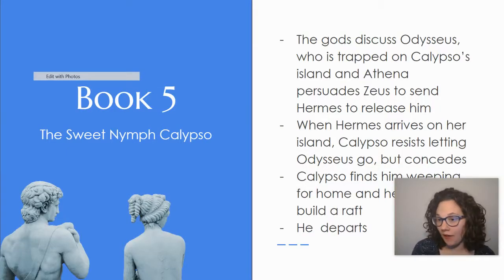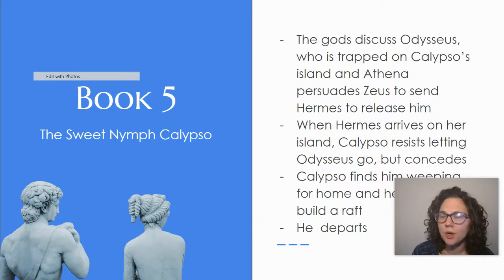So we start in book 5. This is the first time we see Odysseus. What happens is the gods are discussing Odysseus being trapped on Calypso's island. She is a sea nymph. She is a lower tier goddess, so she's not as high up as someone like Zeus, Athena, Poseidon, Apollo, and those others.